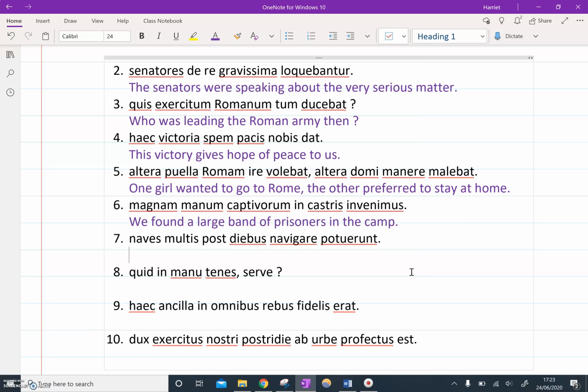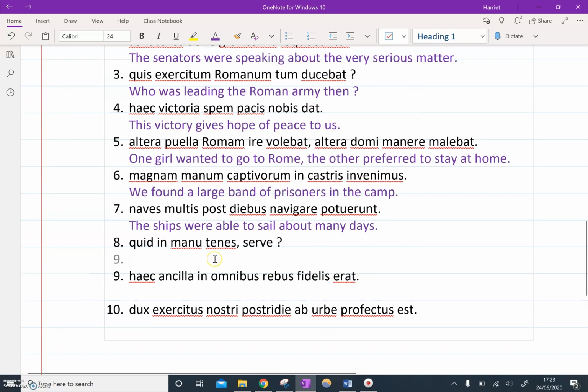Okay, so here we've got diebus, the 5th declension noun, looking very ablative because multis post diebus with those 2 ablatives, and the post in the middle is a common idiom. So the ships were able to sail after many days is your translation there. Number 8, have a go at that one.